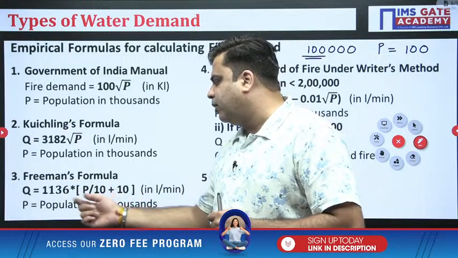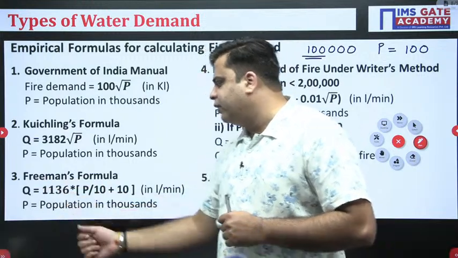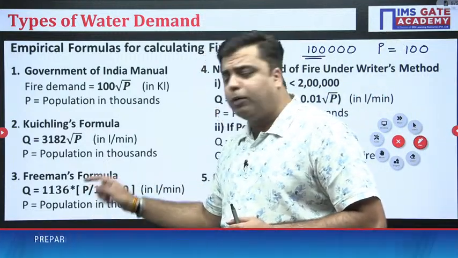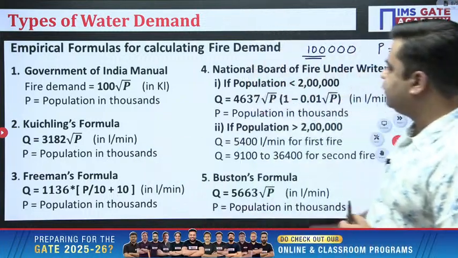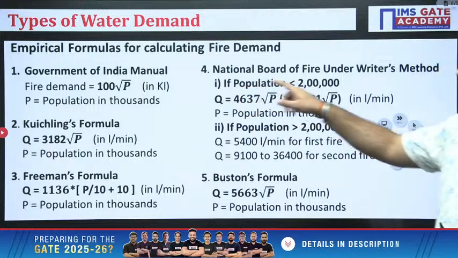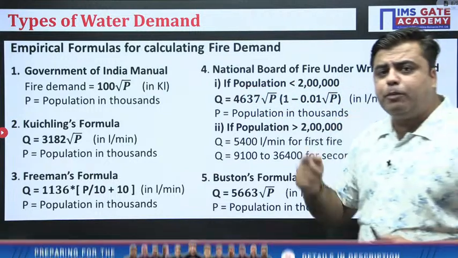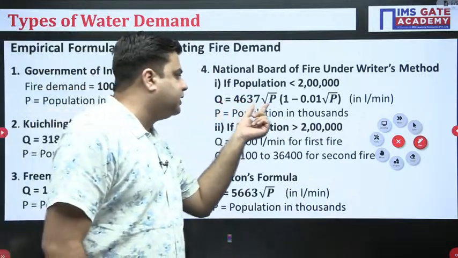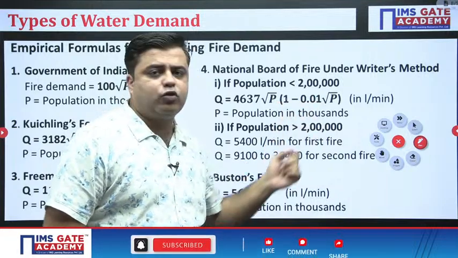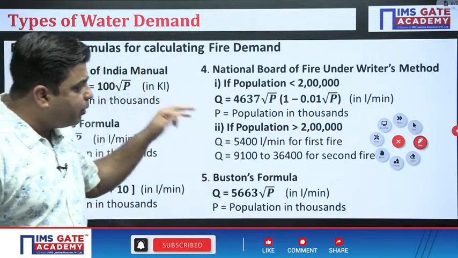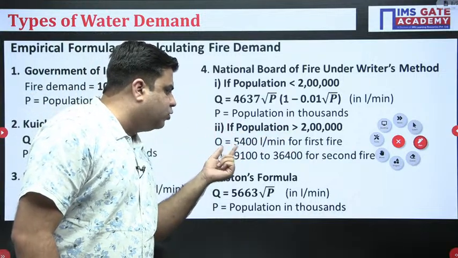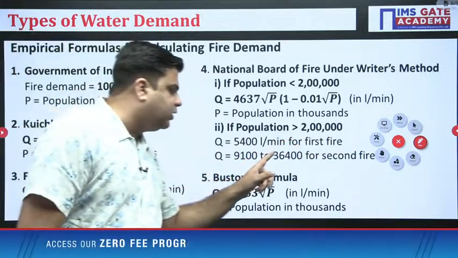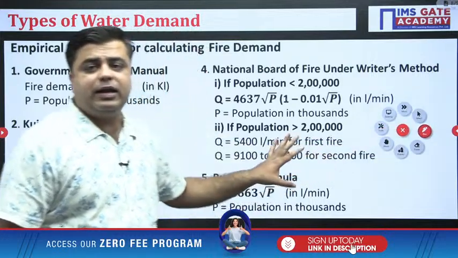Next is your Freeman's formula, which says that fire demand Q is equal to 1136 (P/10 + 10) in liters per minute. And again here the population P is the population of the community in thousands. The next formula for calculating the fire demand is the National Board of Fire Underwriters method, in which if the population of the community is less than 2 lakh, then fire demand is calculated as 4637 root P into (1 - 0.01 root P) in liters per minute. Then if the population is more than 2 lakh, then fire demand Q is equal to 5400 liters per minute for the first fire, and it is equal to 9100 to 36400 liters per minute for the second fire.